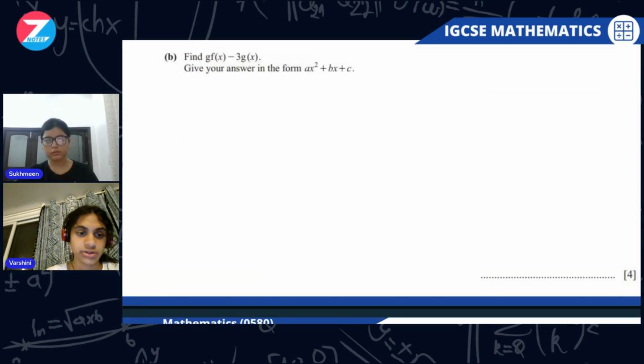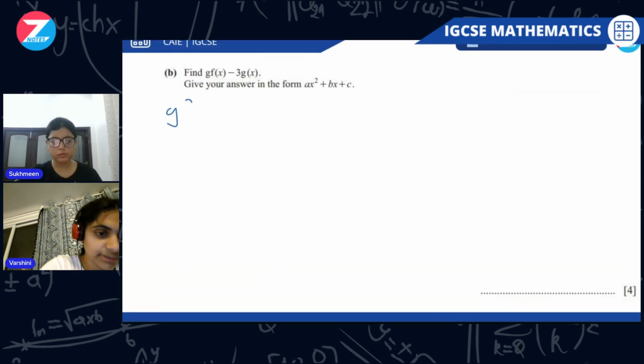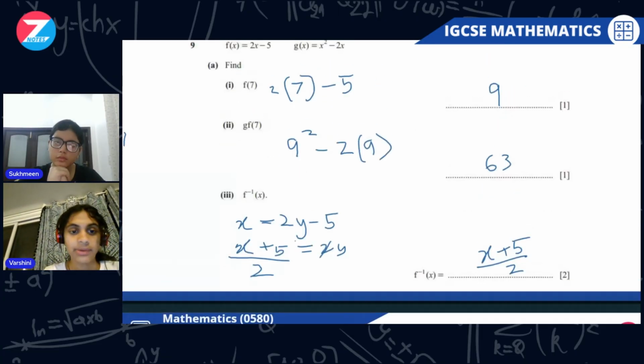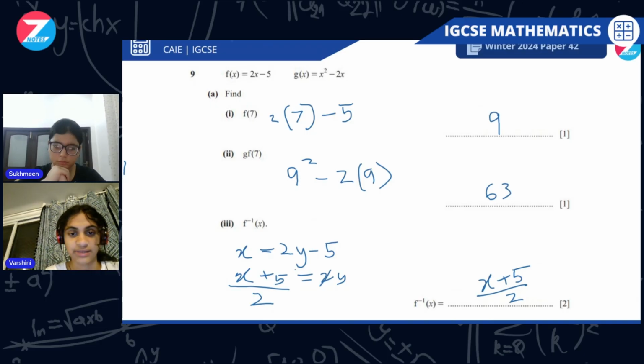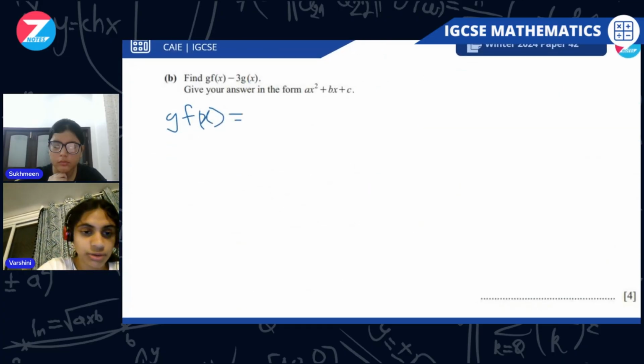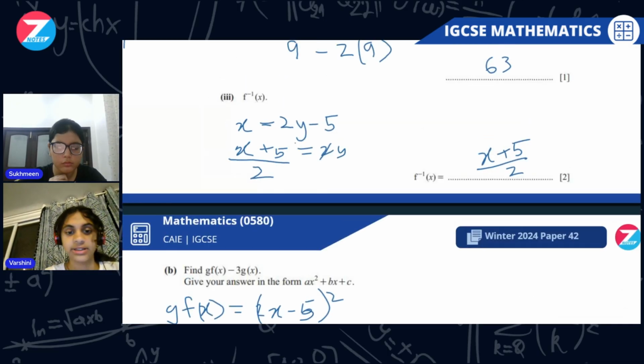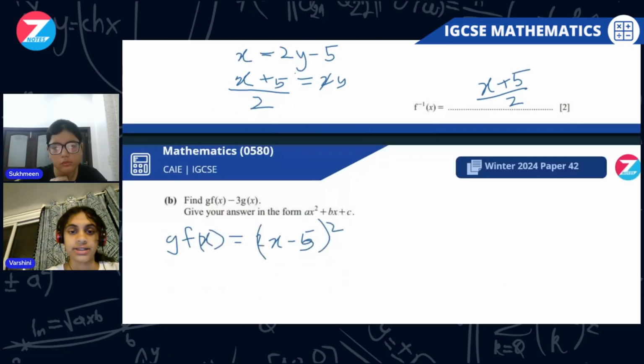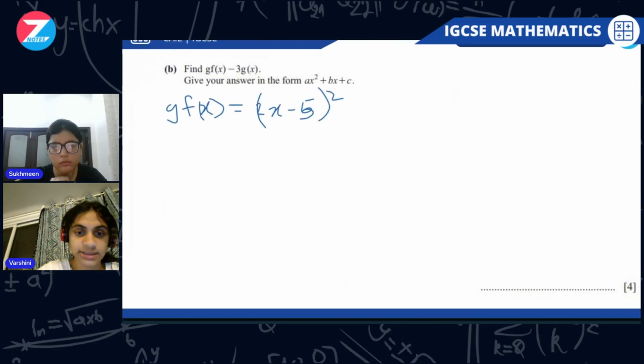We know g of x is x squared minus 2x, and f of x is 2x minus 5. So gf of x, let's write this down, will be, now we need to put this function inside the x values in this. And don't forget, we need to put them into both of the x values. So it'll be 2x minus 5 whole squared. And then there's another x value here, so again, it's going to be minus 2 into 2x minus 5.